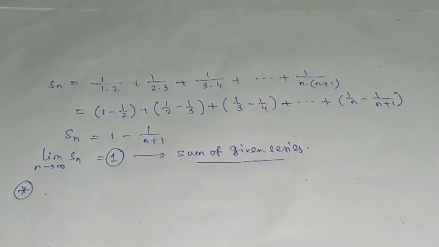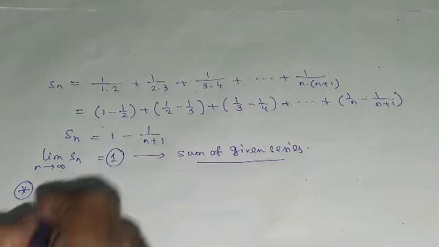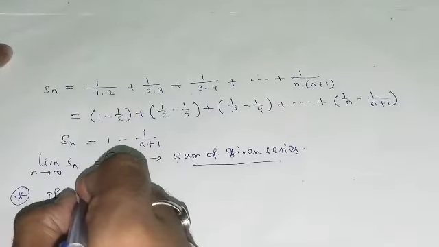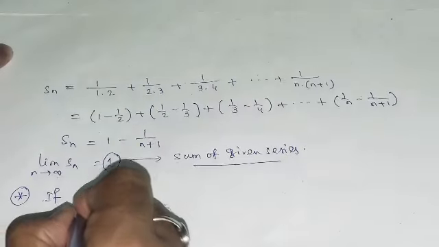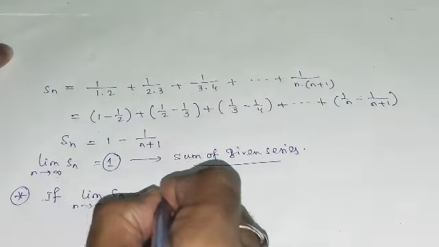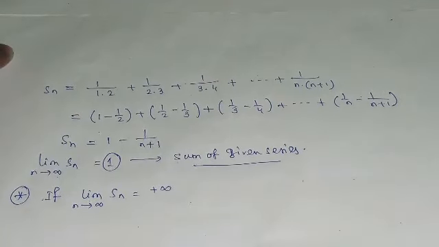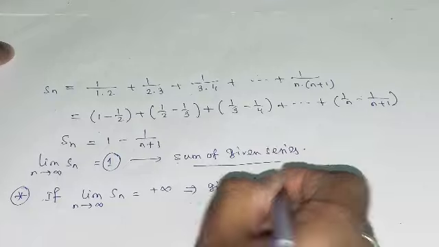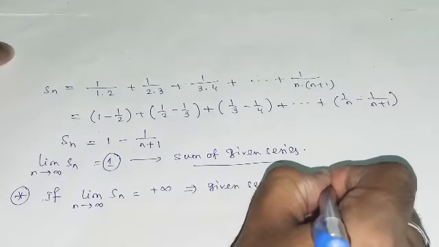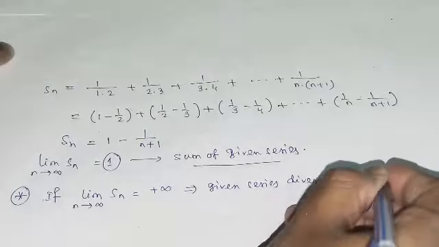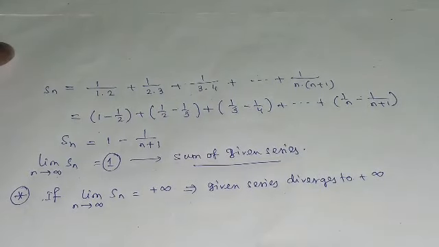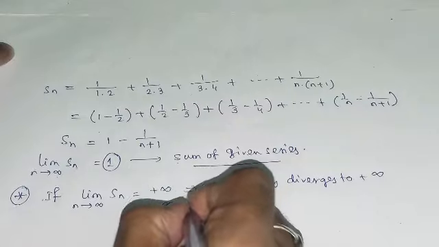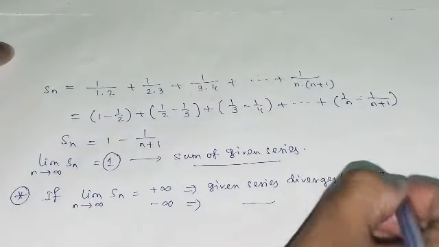So it is this point: if the limit of this Sn as n tends to infinity is plus infinity, suppose the limit of this nth partial sum sequence is plus infinity, that immediately implies the given series diverges to plus infinity. So it is divergent and diverges to plus infinity. If it is minus infinity, that implies the given series diverges to minus infinity.